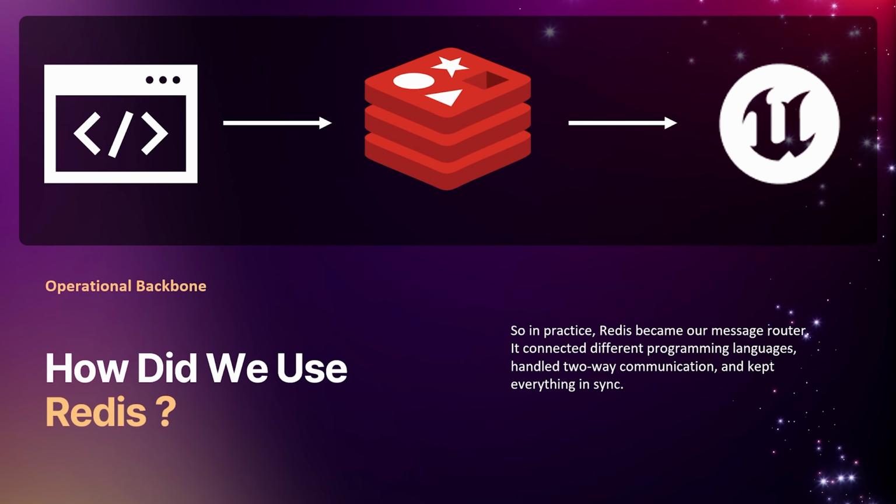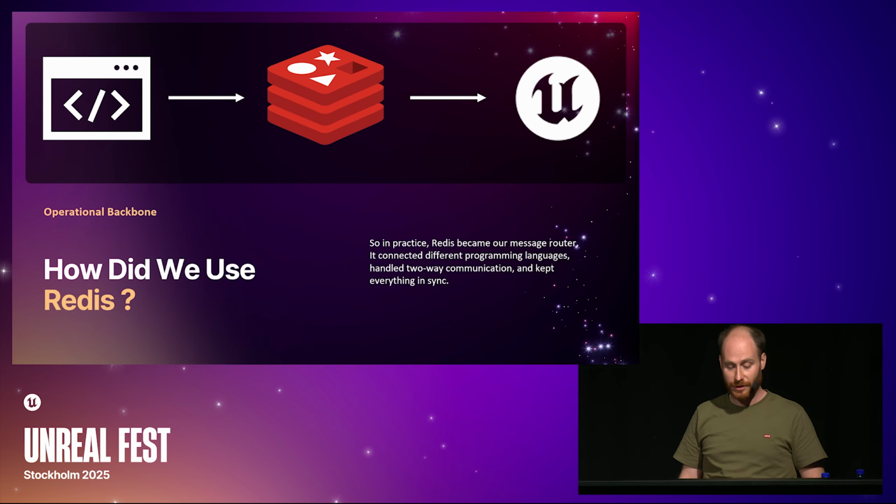So, in practice, Redis became our message router. It connected different programming languages, handled two-way communication, and kept everything in sync. Thanks to Redis, we achieved real-time responsiveness without building messy point-to-point connections. Remember the JSON messages you saw earlier? Redis is what carries those instantly from one side to the other.